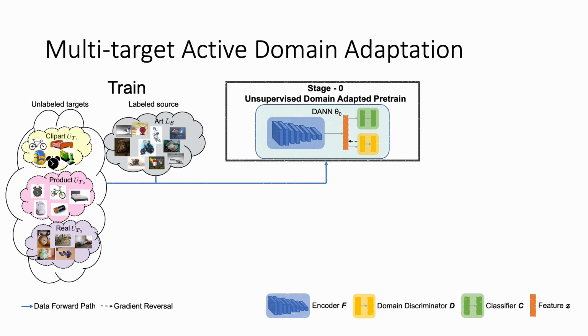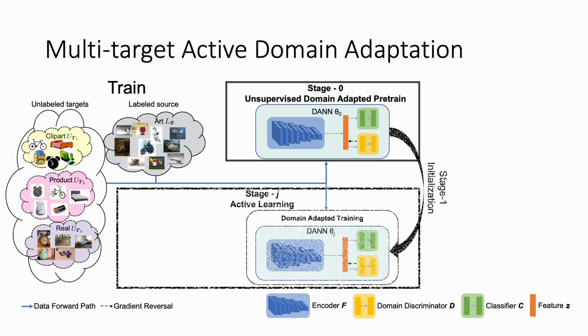In the pre-training stage, or stage 0, we apply unsupervised domain adaptive pre-training using all available images. Then, at each following active learning stage, we train and improve the model by adding more labeled target images for training. At the first active learning stage, the model is initialized with pre-trained weights from stage 0.